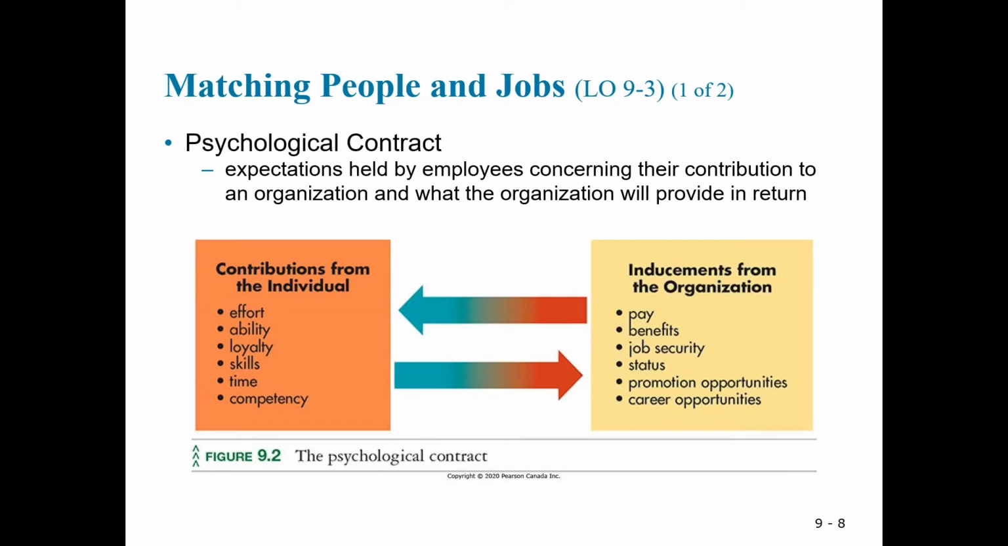Matching people and jobs. A. Psychological contracts. The psychological contract is the set of expectations held by the employee concerning what the employee will contribute to the organization, contributions, and what the organization will provide the employee, inducements, in return. It is likely that if the psychological contract is created, maintained, and managed effectively, the result will be a satisfied and motivated employee.